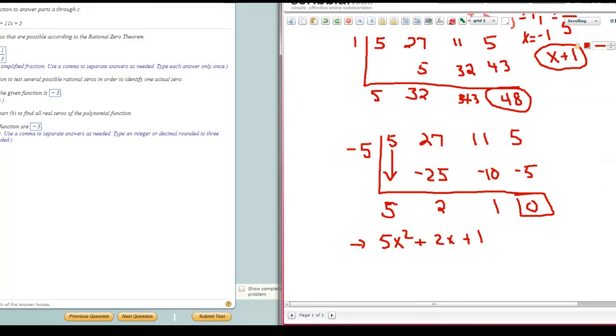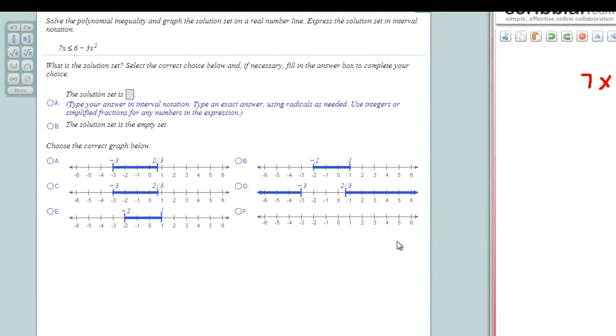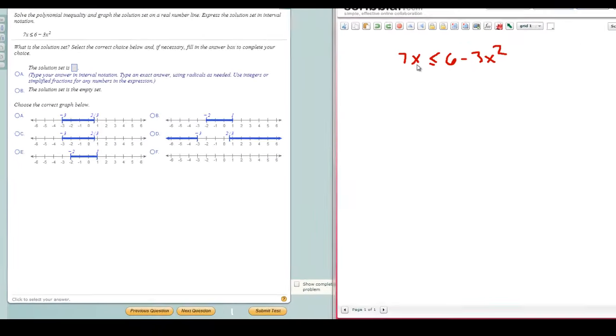All right, so this next problem says solve the polynomial inequality and graph the solution set on a real number line. Now this one is going to be very, very helpful to do a graph. Very helpful. And so I'm going to show you. And the graph actually pretty much gives away the answer. So let's take a look at this here. So we have 7x is less than 6 minus 3x squared.